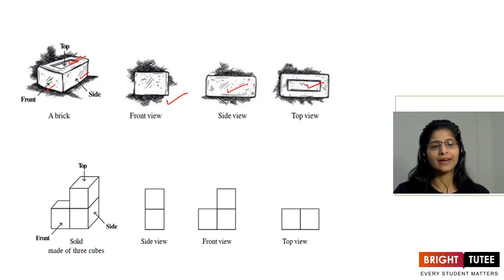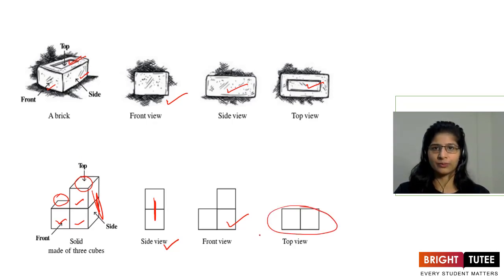Now we have a solid made up of 3 cubes. Just see, when I look at it from the front, you see 1, 2, 3. These 3 cubes will be visible. So this is the front view. Now as you see from the side, these two would be visible. These two, right? So that is drawn here separately. And from the top you will see this, and this also you will be seeing. So that's why two have been drawn. Clear? One is this one, another is this one. I hope this makes sense to you.